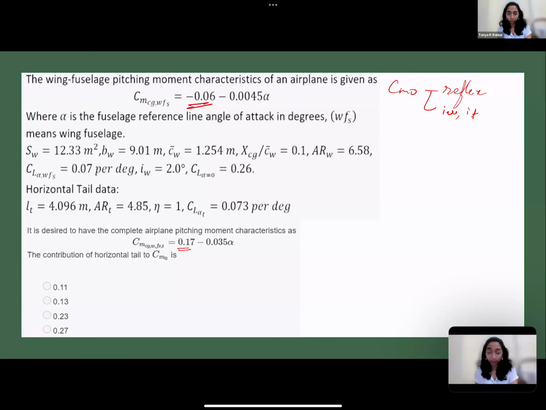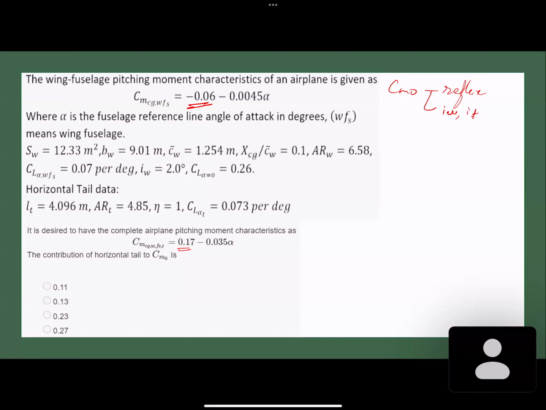Okay, let's hope he doesn't make any more noise. Okay, let's continue. So it is desired to be the Harshit?